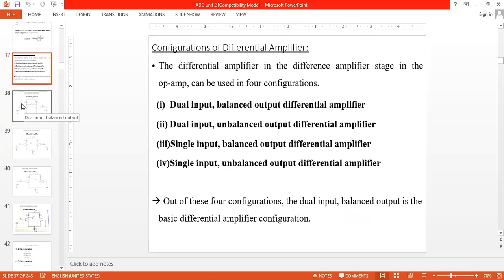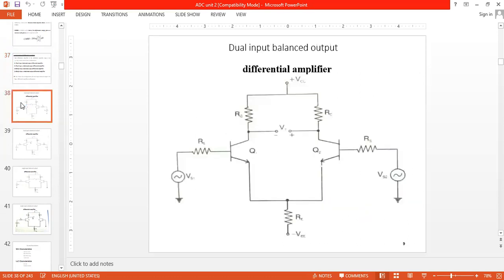There are four configurations of differential amplifier: dual input balanced output, dual input unbalanced output, single input balanced output, and single input unbalanced output. What does balanced mean? Balanced means the output is taken from both ends, where one terminal is considered positive and the other negative. If you take the output from any one side only, it is called unbalanced. That's why it has four types.